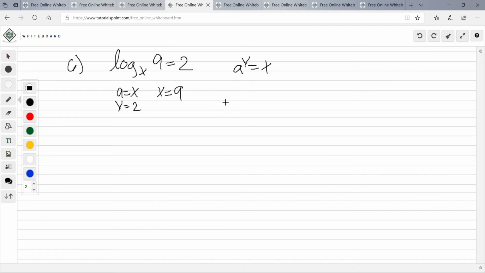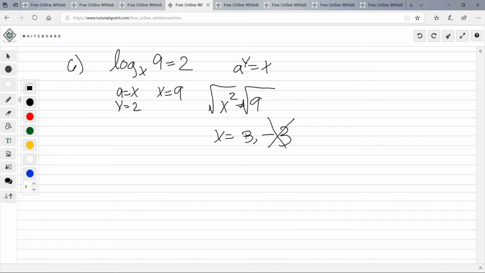So x to the square equals 9. And then we're going to take the square root of both sides. x equals positive 3 and negative 3. We're going to get two answers. The reason we can cancel negative 3 is because you cannot have a negative as a base, right?